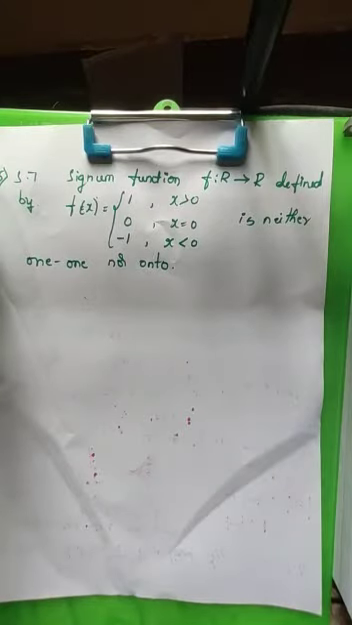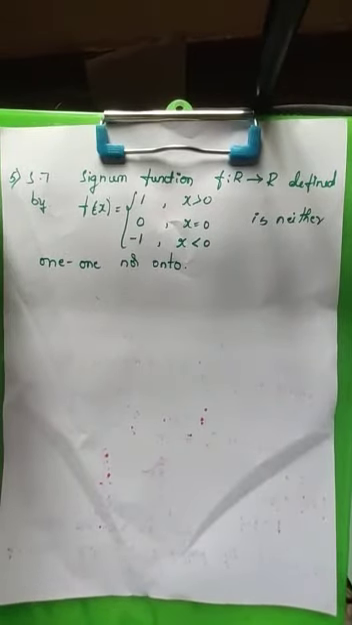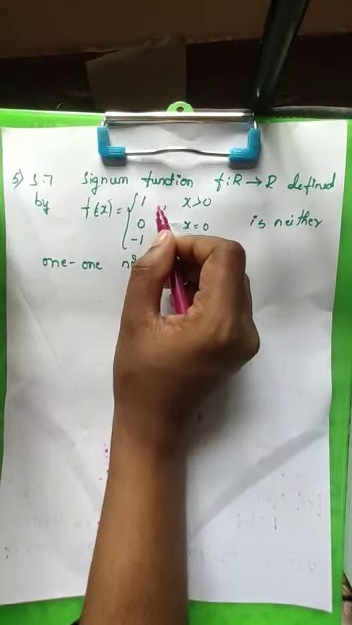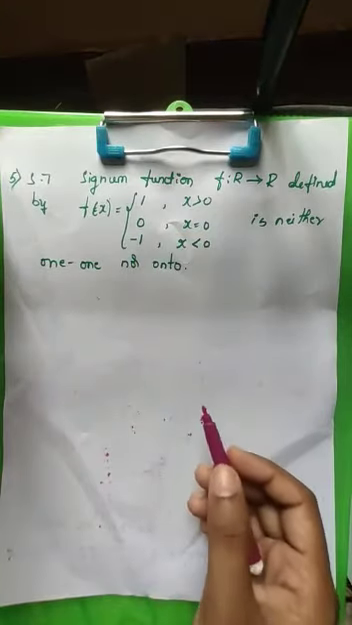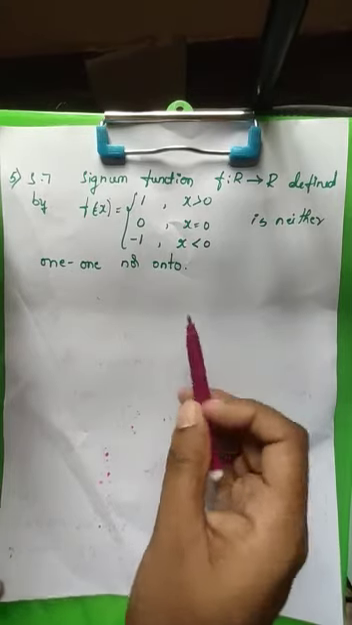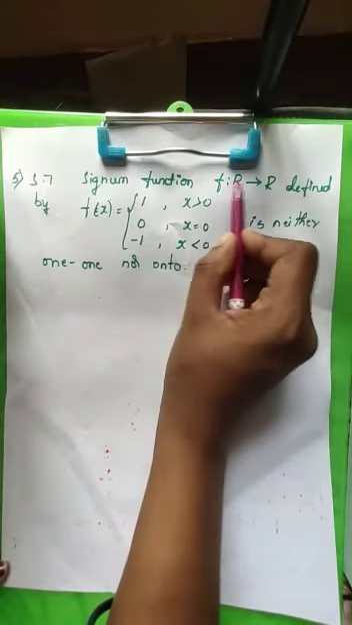Okay, so the next question. You can see the question. Show that the signum function... I hope you remember the signum function. In case you have forgotten, they have given the definition also. Still, if you want any clarification, you can go back to your first year. Okay, so it is f from R to R.